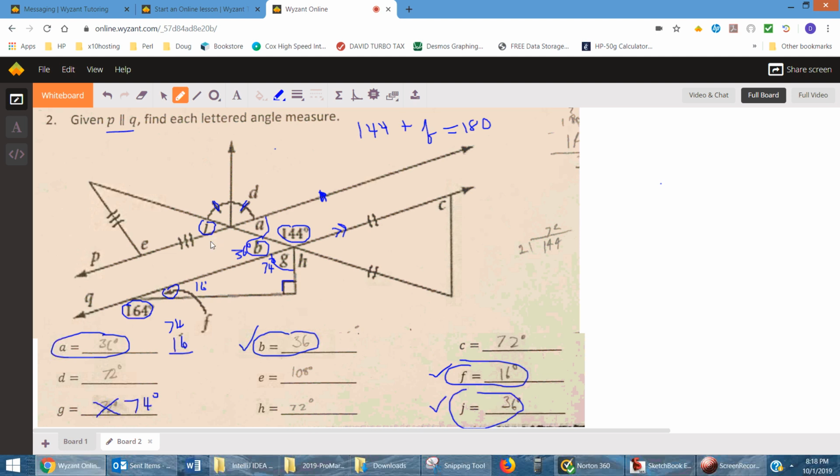Now, here's a tricky one. See these 3 marks here? And these 3 marks here? That means that this triangle, let me mark it in red with straight lines. This triangle right here is an isosceles triangle. And base angles of an isosceles triangle are congruent. I don't know if you've had that theorem yet. But if J is 36, so is this angle right here.